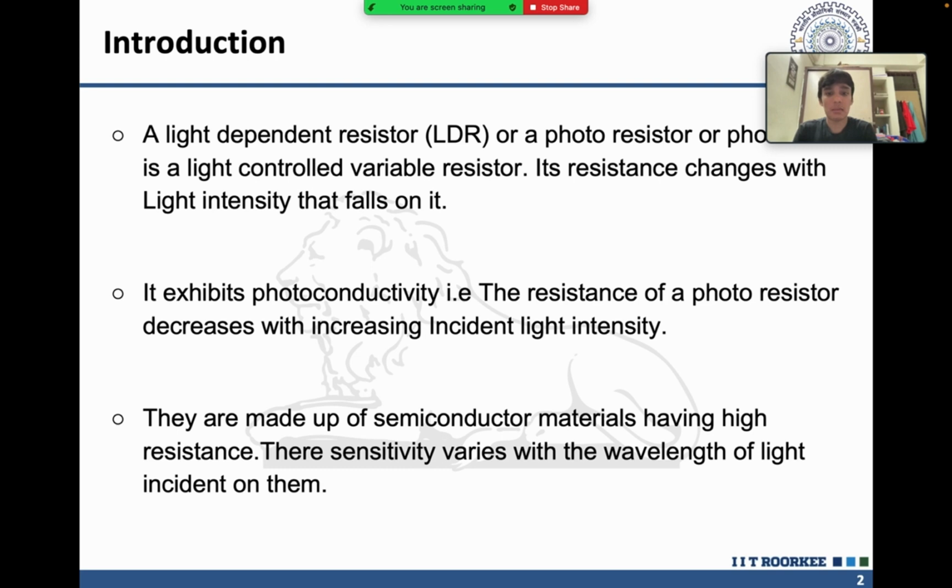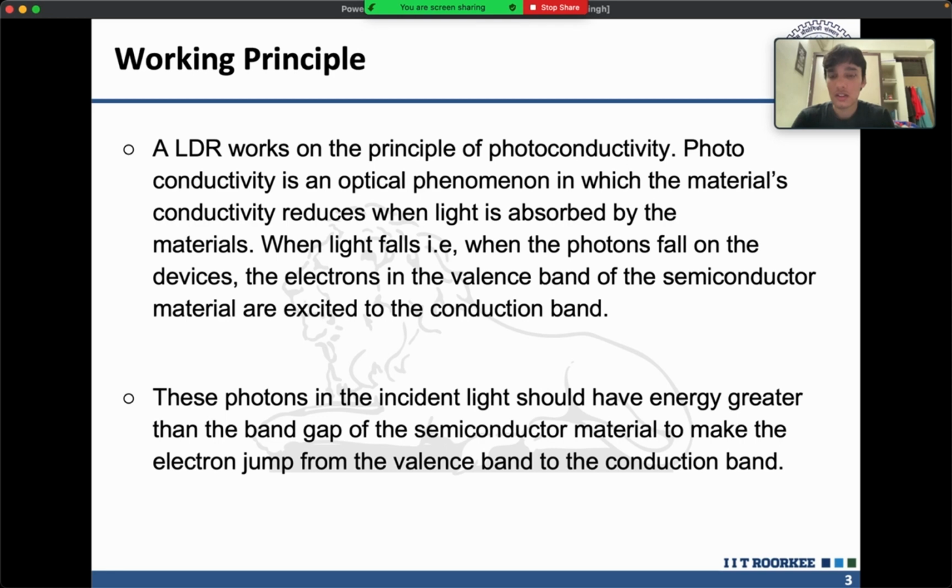So LDRs are made up of semiconducting materials having high resistance. Therefore, their sensitivity varies with the wavelength of light incident on them as well. So now we'll see the working principle of an LDR. An LDR works on the principle of photoconductivity.